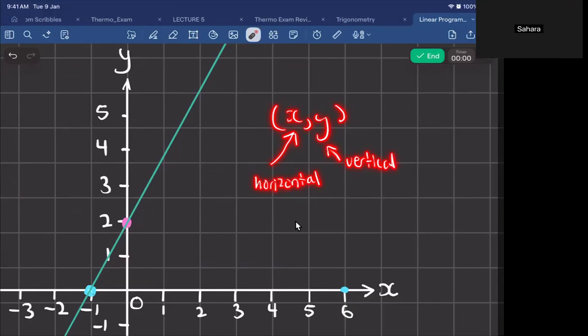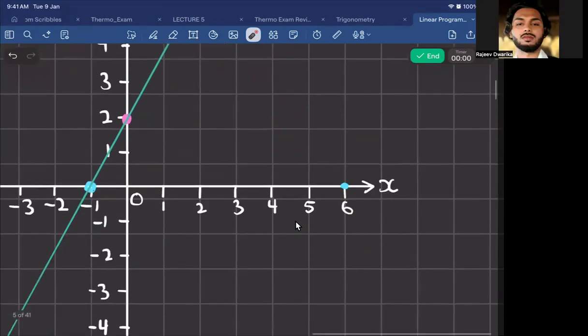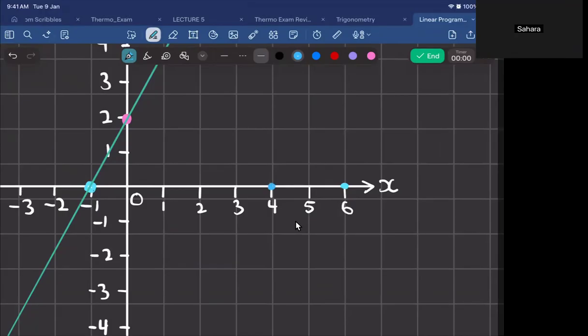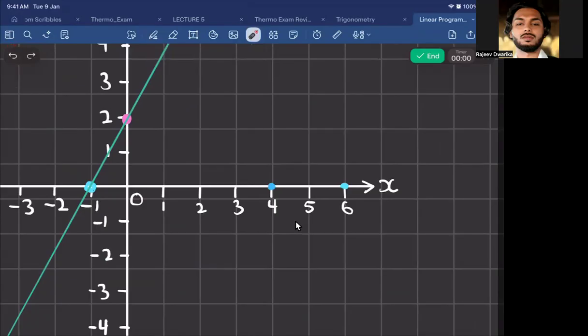No. Let me ask that one more time. So, Sahara, let's just say we have a point here, right? That point is on what axis? The x-axis, right? Tell me, Sahara, if we're starting from 0, how exactly will you reach this point? By moving to the right. Moving to the right, how many spaces? 4 spaces to the right.